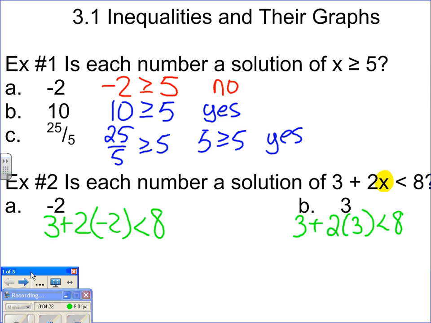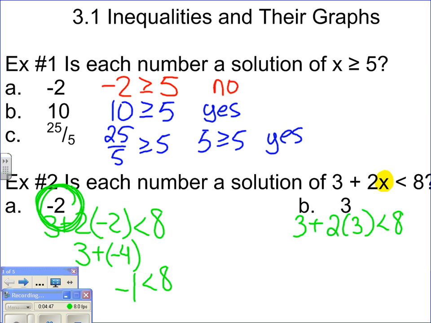Is -2 a solution to this problem? You said yes. Let's see. So what is -2 times 2? Okay. So what is 3 plus -4? And -1 is less than 8? You're right. So -2 is a solution.